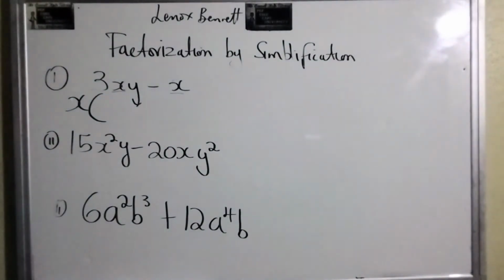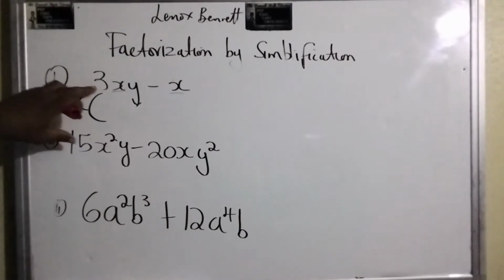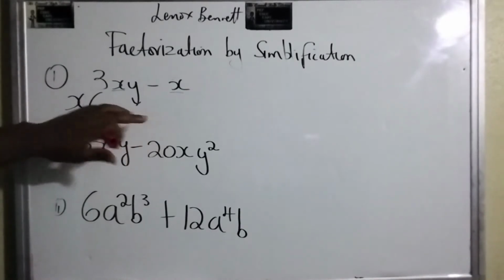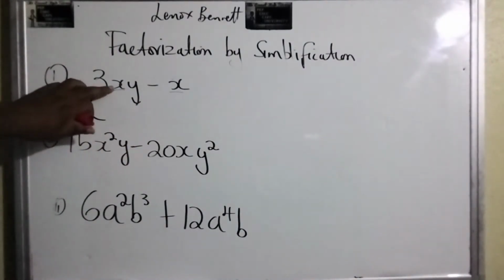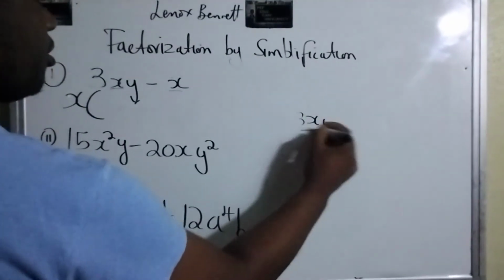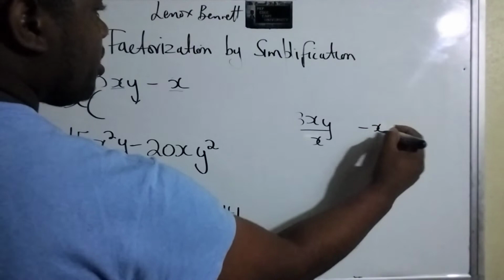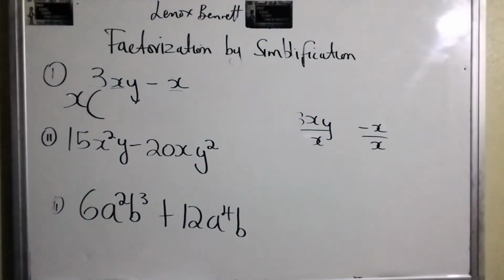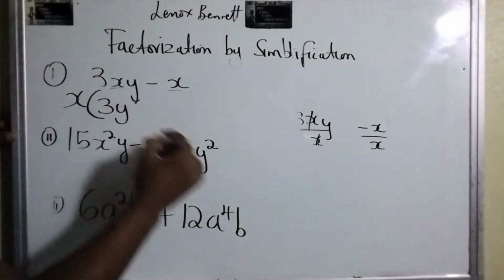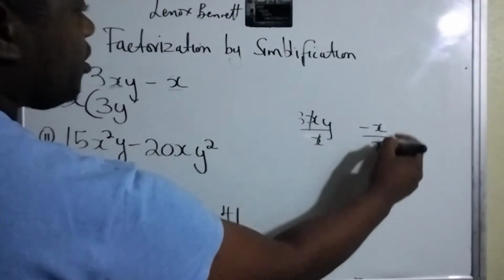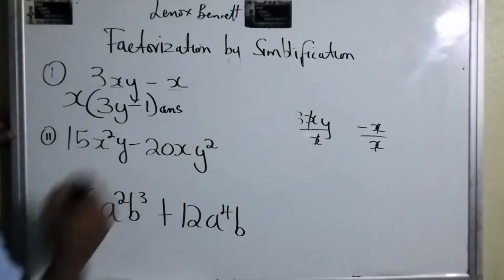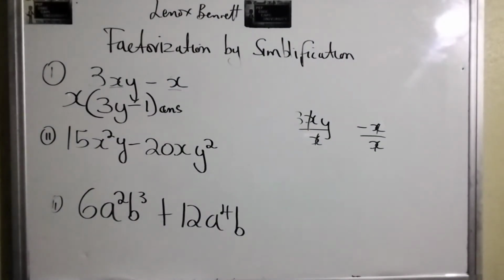The next thing we want to do is divide both terms by x, and it is possible because x is common to both. So x into 3xy, we'll just show some rough work over here. Divide by x, and minus x divided by x. Basically, that's what we're doing, right? So x cancels x, and we're left with 3y. And x into itself leaves 1, so we have minus 1. And that would be our answer. Alright, let's look at number 2.